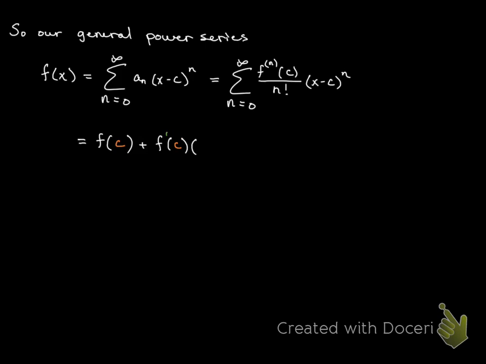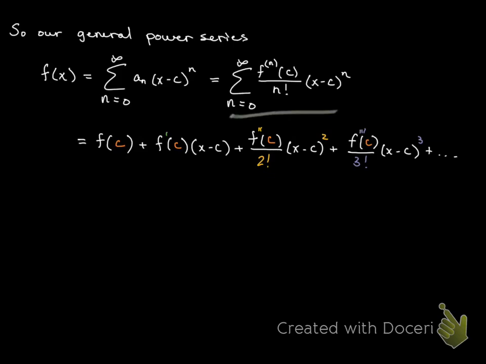So what that is really f of c plus f prime of c times x minus c plus f double prime of c divided by 2 factorial x minus c squared plus f triple prime of c divided by 3 factorial x minus c to the third, so on and so forth. Okay? We're going to use both of these notations, where I write it as the summation, and where I write it in the expanded form where I see those individual terms. I'm going to do both things.